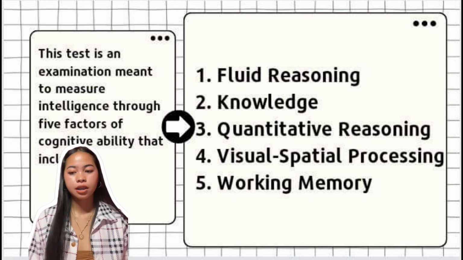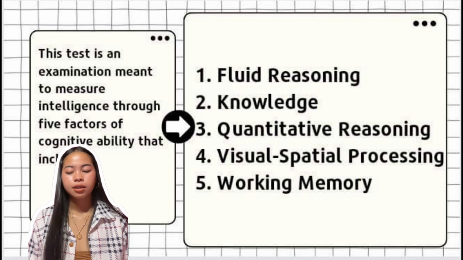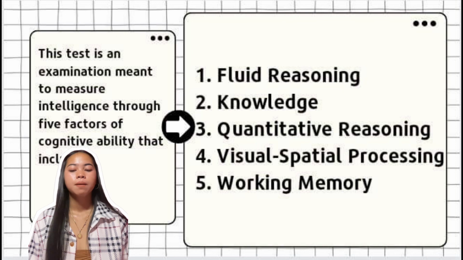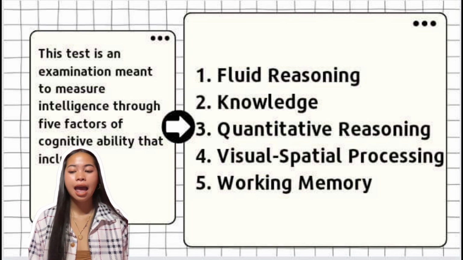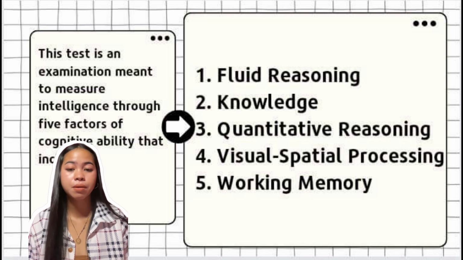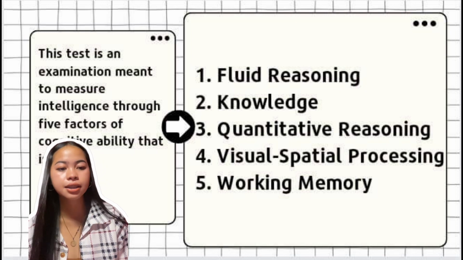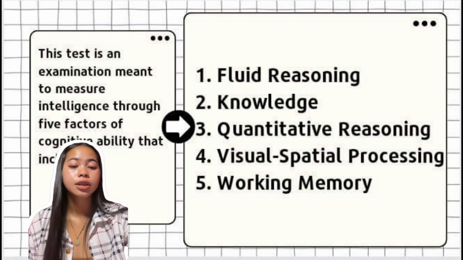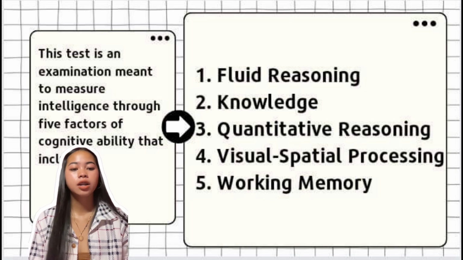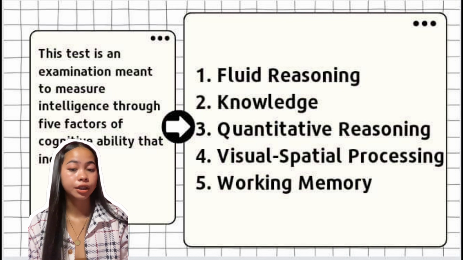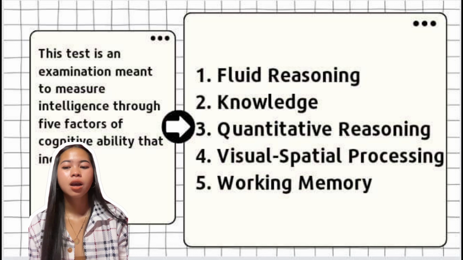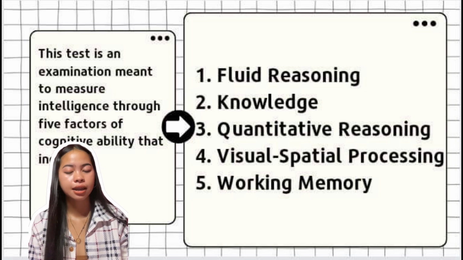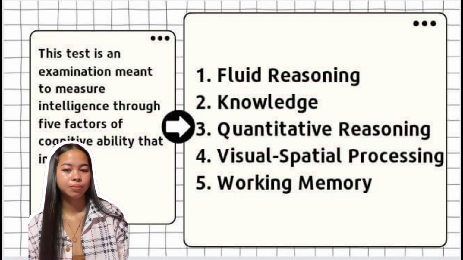And now let's proceed to visual spatial processing. The examples of this are form board and patterns, positions, and direction. And lastly, let's have the working memory. The working memory is the multiple processes that can capture and transform a person's short-term memory. Examples of this are delayed response, block span, memory for sentences, and last word.